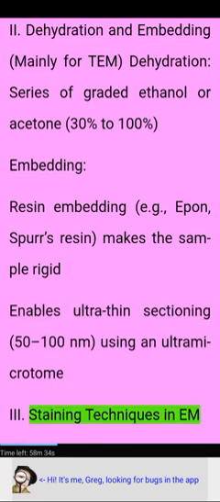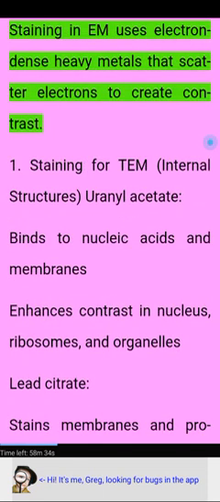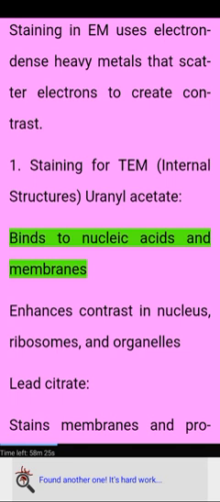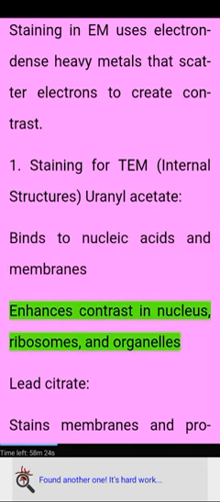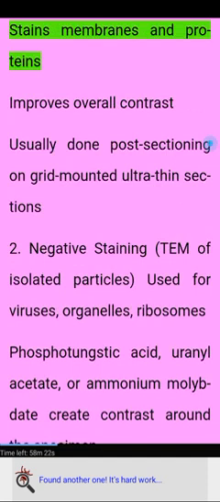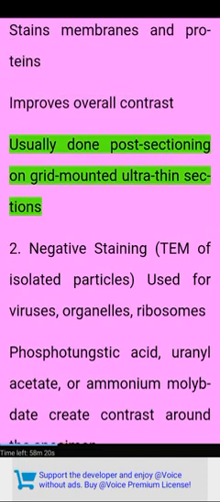Staining techniques in EM. Staining in EM uses electron-dense heavy metals that scatter electrons to create contrast. 1. Staining for TEM, internal structures. Uranyl acetate binds to nucleic acids and membranes, enhancing contrast in the nucleus, ribosomes, and organelles. Lead citrate stains membranes and proteins and improves overall contrast. It is usually done post-sectioning on grid-mounted ultra-thin sections.